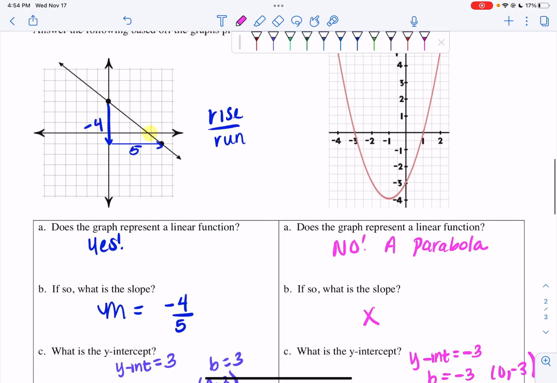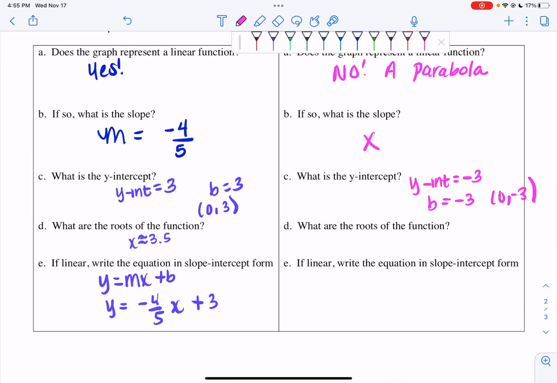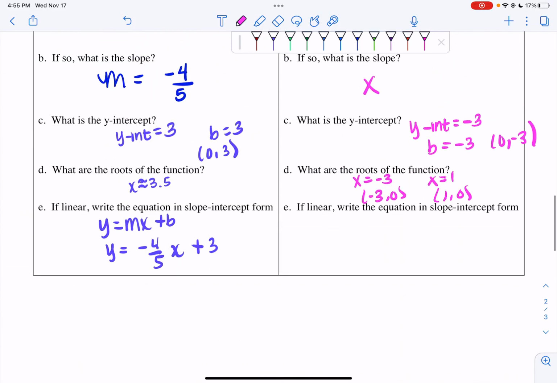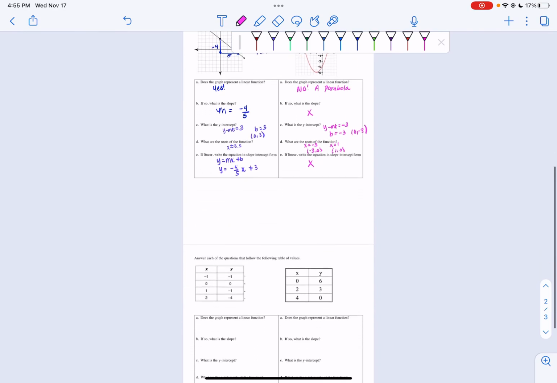Now my roots are where I cross the x-axis. So I cross the x-axis twice, once at -3, and then once at 1. So I have x equals -3, and then x equals 1. You can also write this as -3, 0, or 1, 0. And then since it's not linear, we're not going to write the equation in slope-intercept form. We will figure out how to write the equation eventually, though.